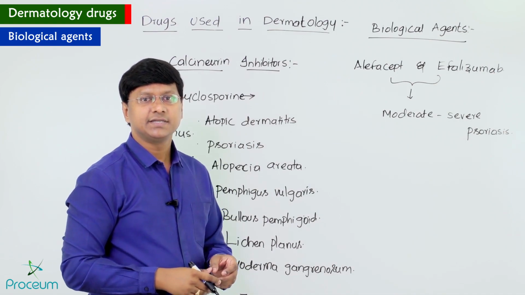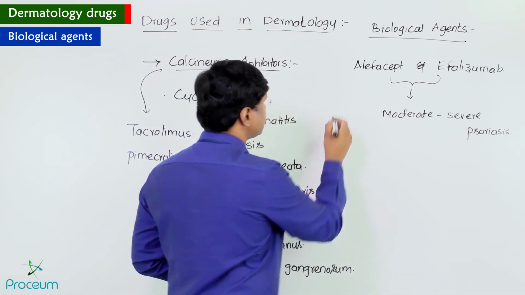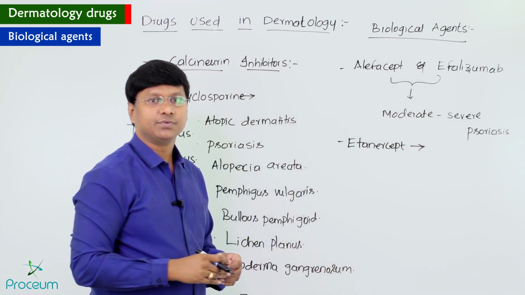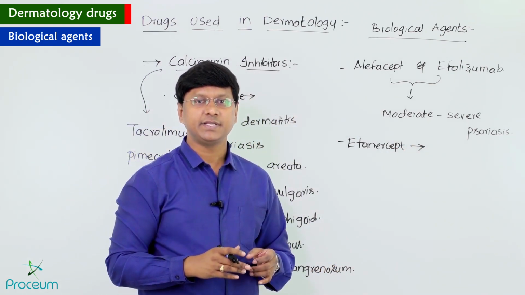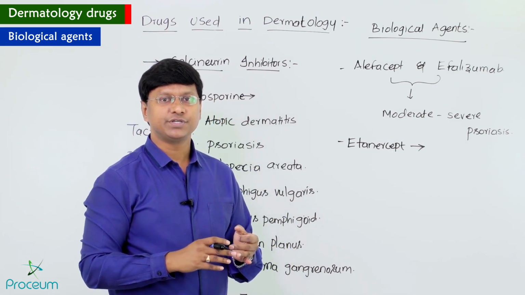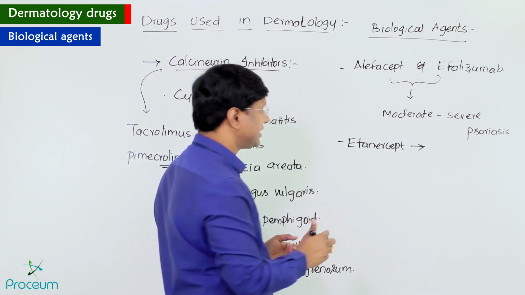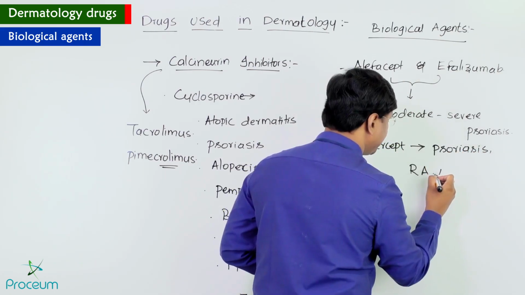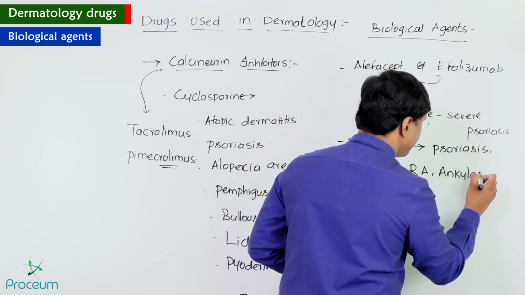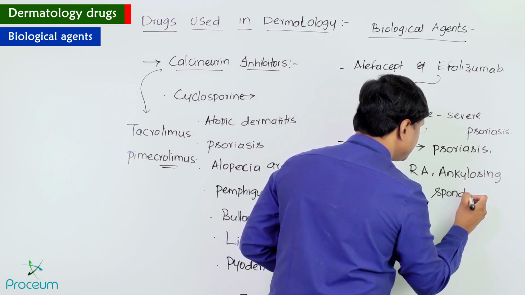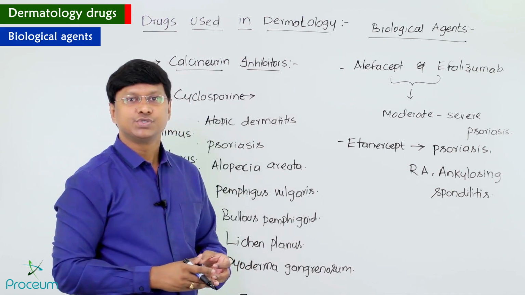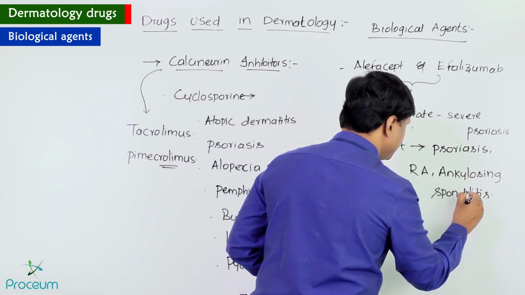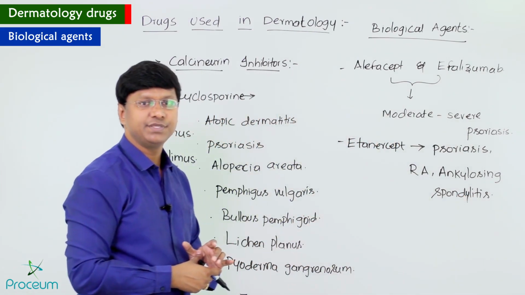Next, the other drug is etanercept. Remember, it is approved for psoriasis, rheumatoid arthritis and ankylosing spondylitis. So these are the clinical conditions where the drug etanercept is being used.